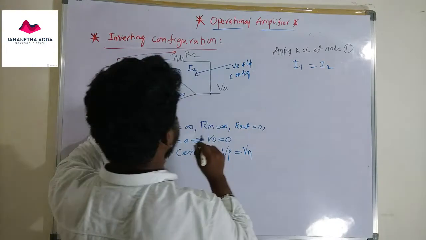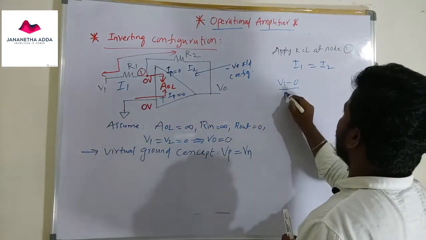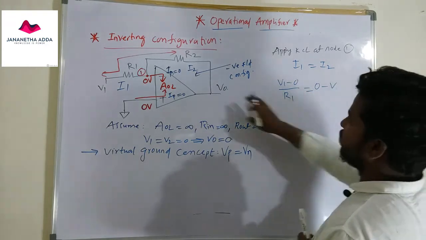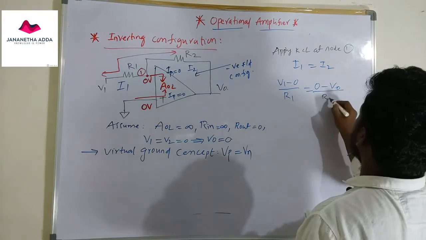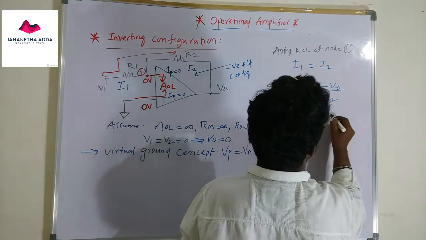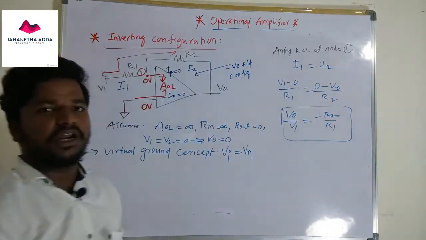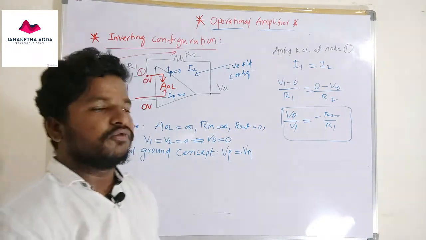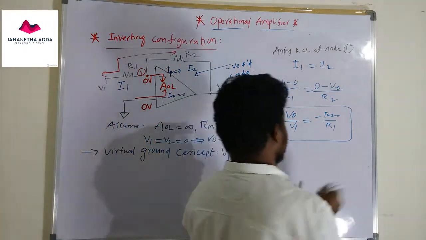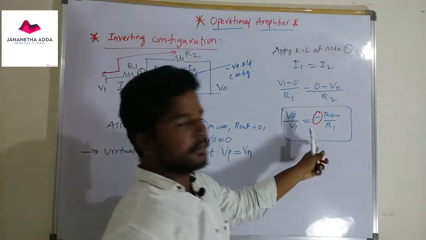I can apply the KCL here, so V1 minus 0 by R1 equals 0 minus V output by R2, assuming this as the output voltage. So V output by V1 is R2 by R1. So the closed loop gain of this operational amplifier is V output equal to minus R2 by R1. So I am getting a negative sign here. Because of that, it is called an inverting configuration of operational amplifier.